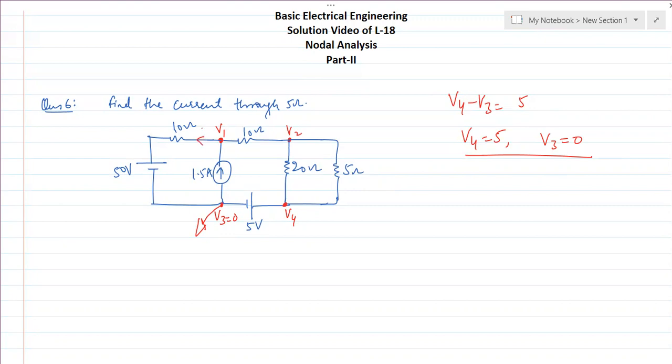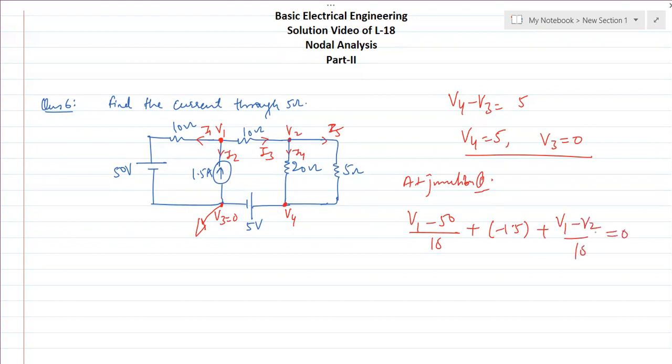Assuming the currents flowing here, let us call them I1, I2, I3, I4 and I5. Let us consider junction number 1. At junction 1, the KCL equation will be I1 plus I2 plus I3, all outgoing currents. I1 will be equal to (V1 minus V3, that is 0) divided by 10, plus I2 is minus 1.5, plus I3, which is (V1 minus V2) upon 10, is equal to 0.